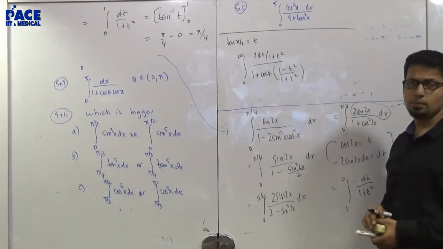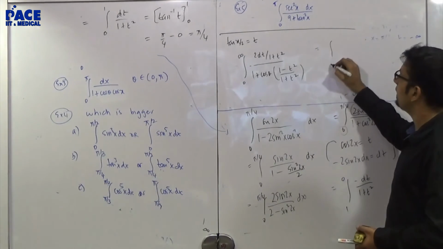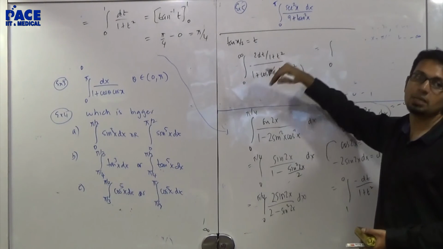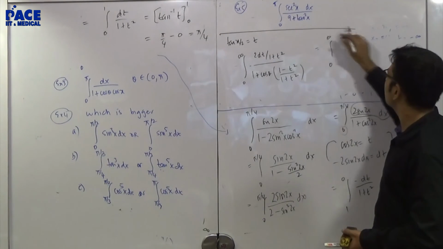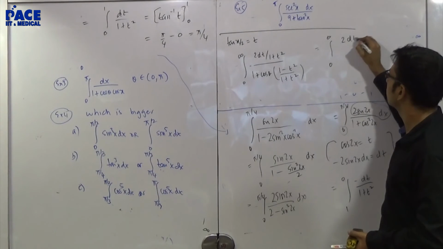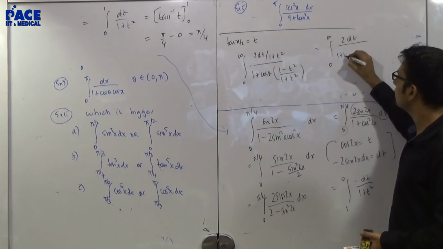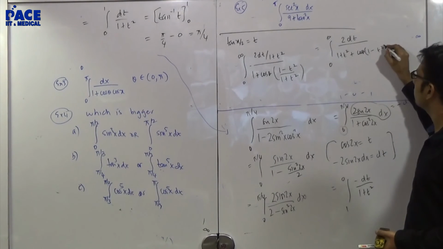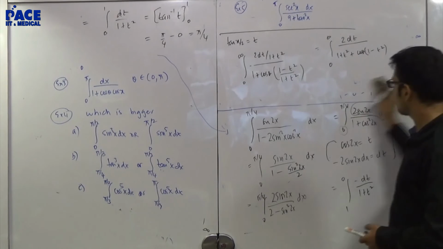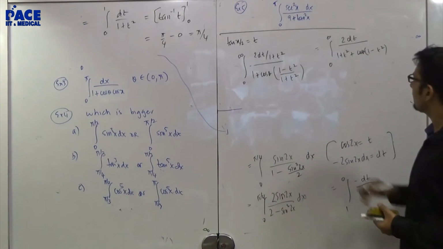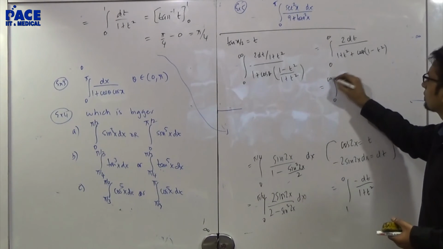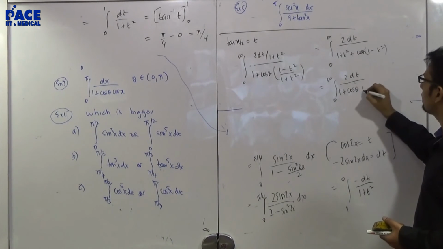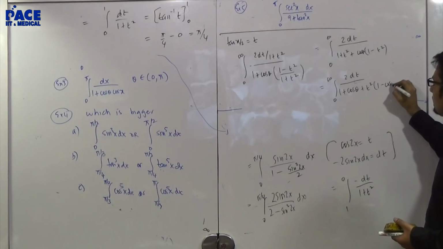This is what you do when you do the substitution. And I guess यहाँ पे 1 by 1 plus t square, 1 plus t square दोनों denominators same आएंगे. I think you will get something like this: 1 plus t square plus cos theta into 1 minus t square. So what you'll get is 2 dt upon 1 plus cos theta plus t square into 1 minus cos theta.